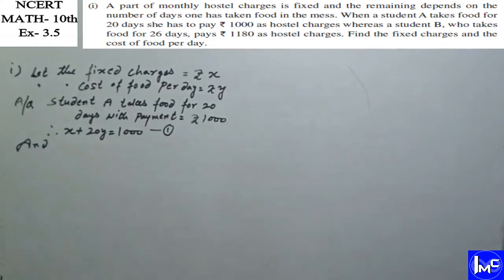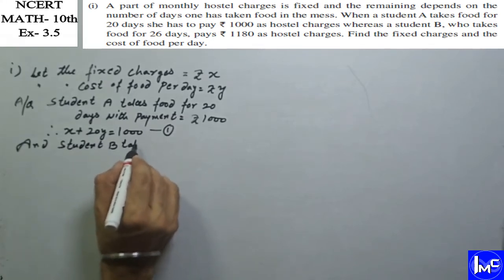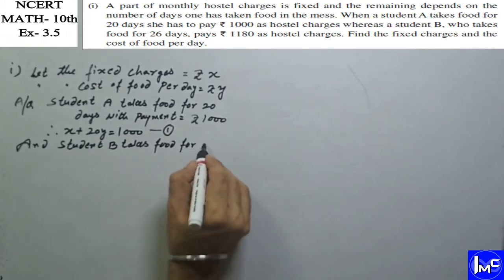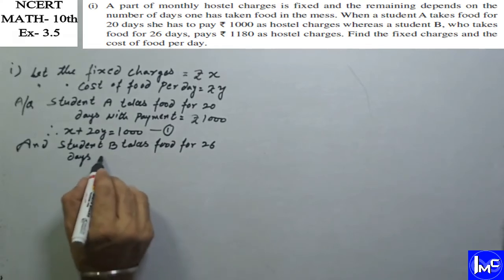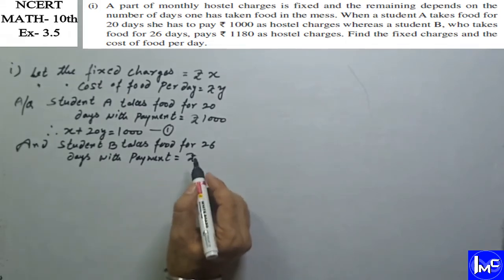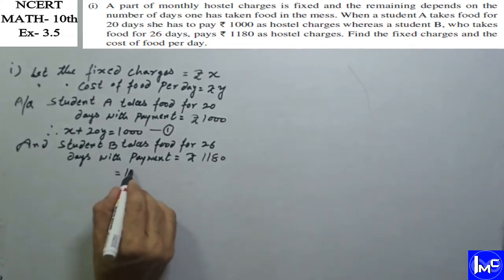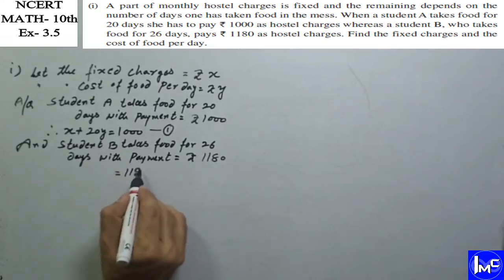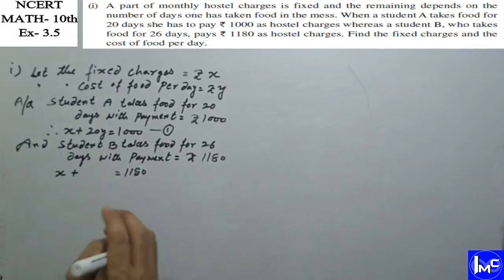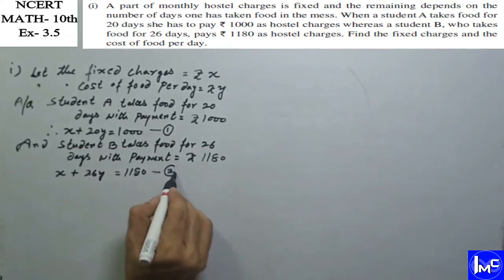And when we go to the second condition, that is given in the form of student B who takes food for 26 days, student B takes food for 26 days with payment, she is paying rupees 1180, and 1180 is a sum of two types of costs, which are fixed cost plus cost of the food for 26 days, that will be 26y. And so this is our second equation.